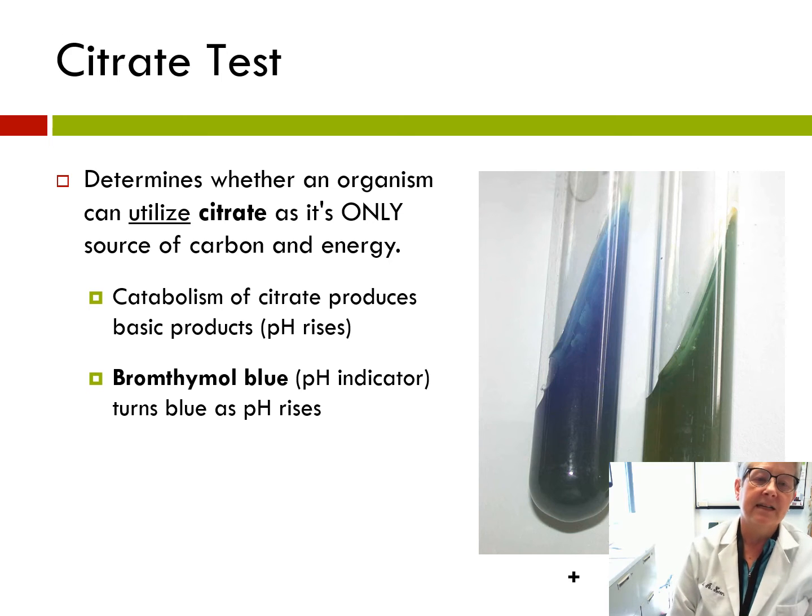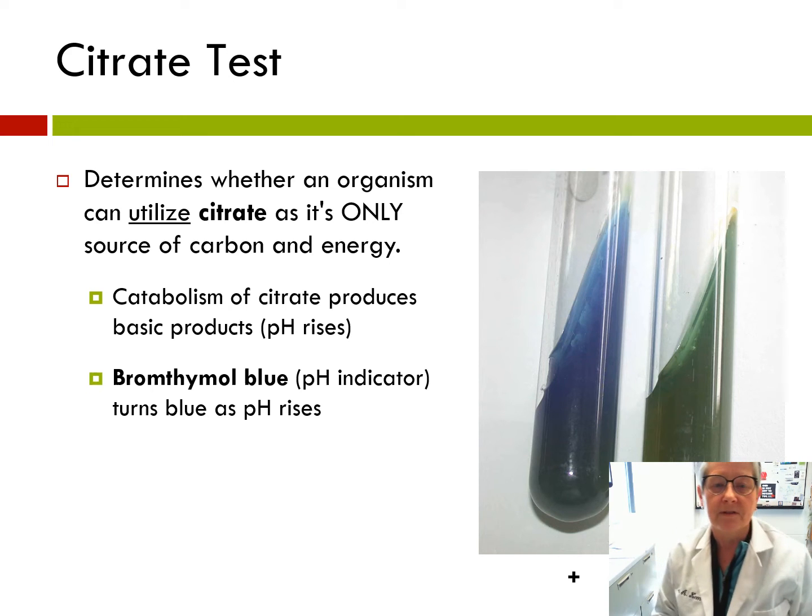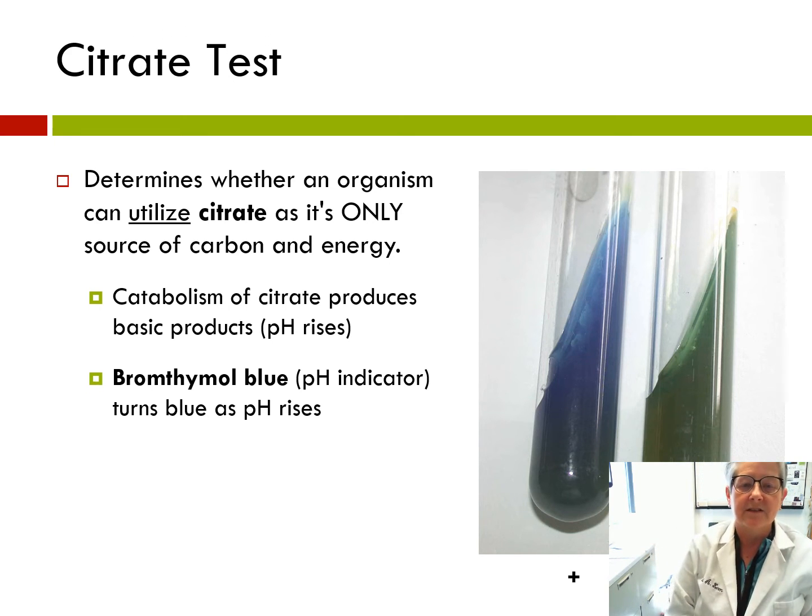The citrate test. As I said, this determines whether an organism can utilize citrate as its only source of carbon and energy. If it does, the catabolism of citrate produces a basic product, so the pH rises. And in this case, this media has bromthymol blue as a pH indicator, and as the pH rises, the tube will turn blue.